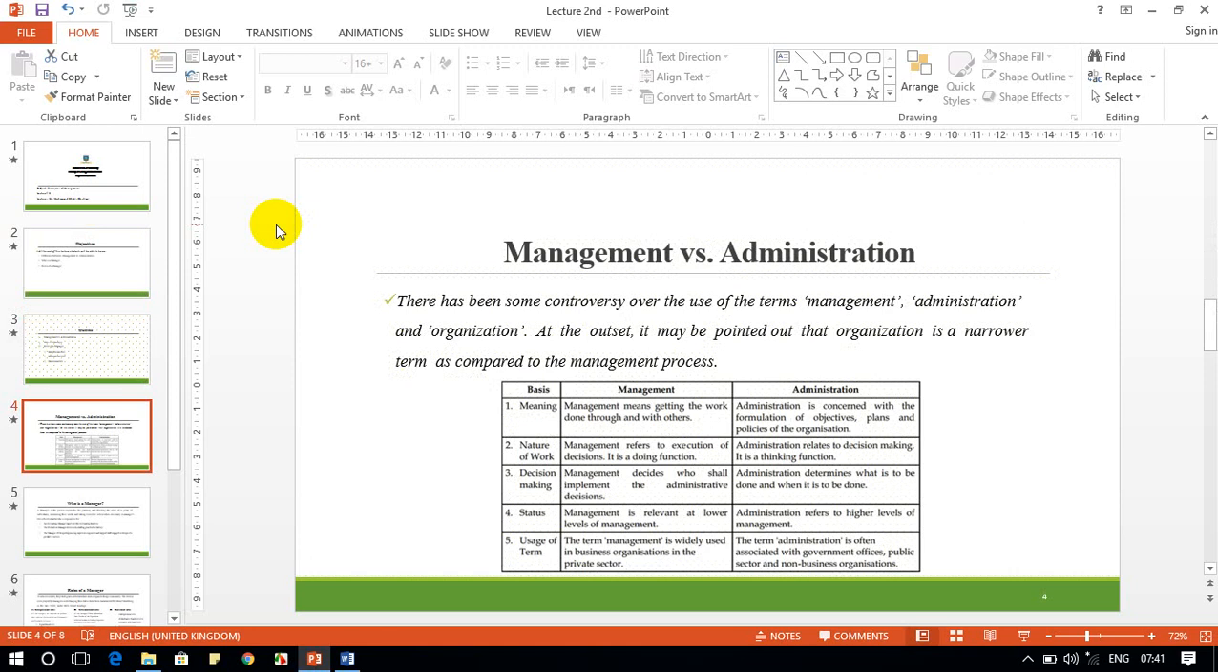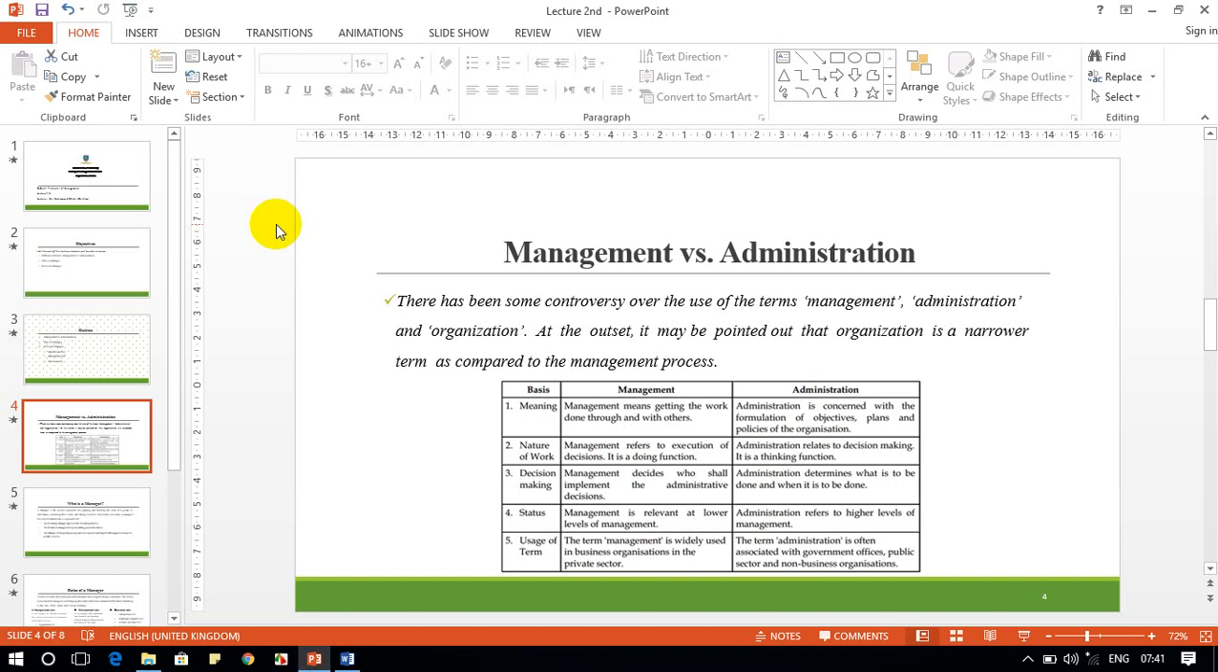If you see, we discussed in the last session what management is, right? When we define management, it is a process of planning, organizing, leading, and controlling of business activity to achieve the organizational goals, right? So that is what management is.